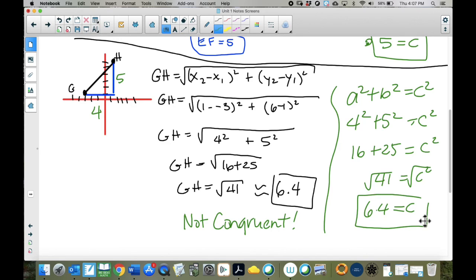I just want to show you that Pythagorean theorem so you understand what's happening in the distance formula. Okay, we're done. And again, not congruent. That is the end of this video for lesson 1.8.